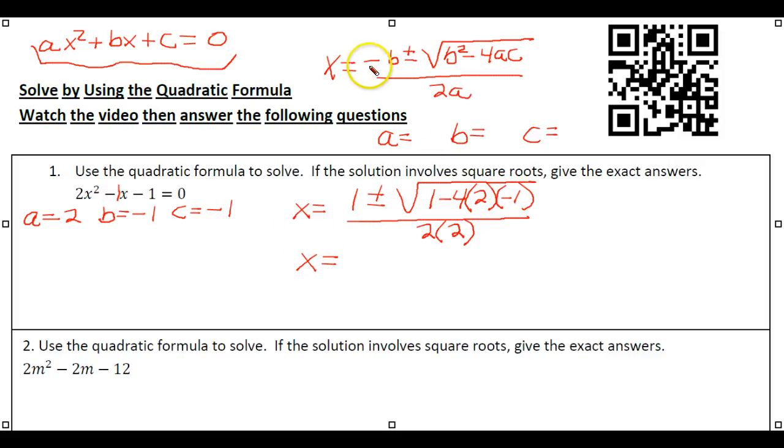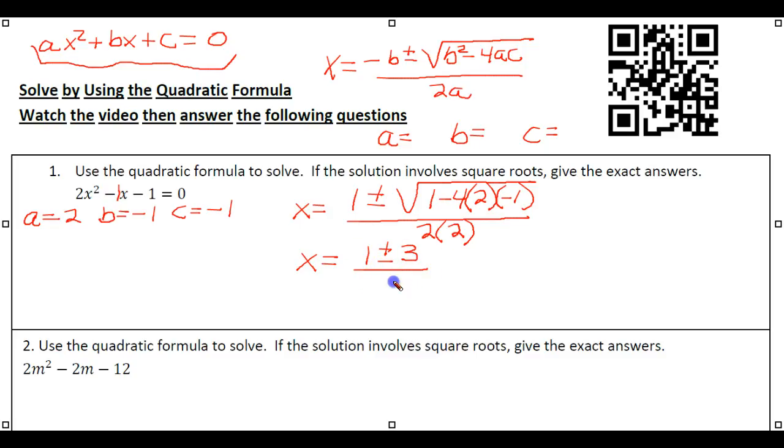Now notice, since there's a negative in the quadratic formula, when B itself is negative, the opposite of a negative makes it a positive. So this part is just 1, plus or minus. Now this is going to be -8 times a -1 makes this a positive 8. 8 plus 1 is 9. And the square root of 9 is 3.